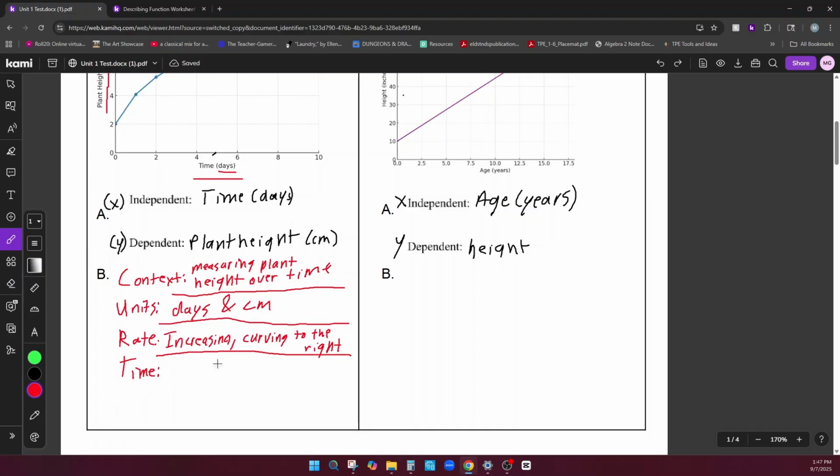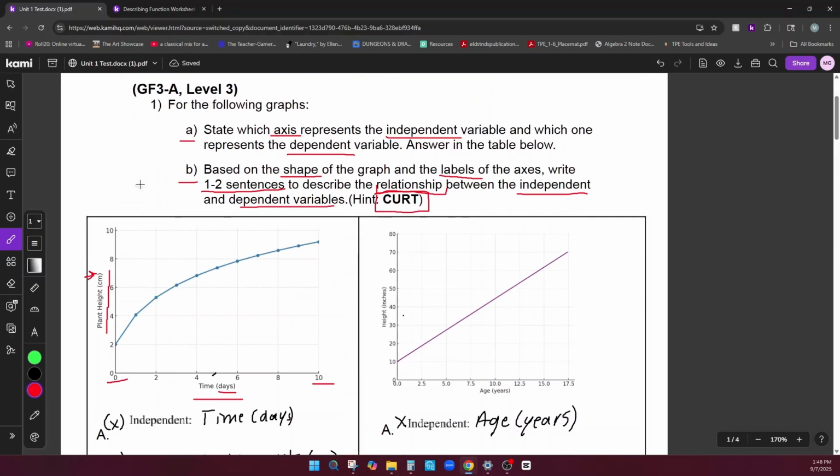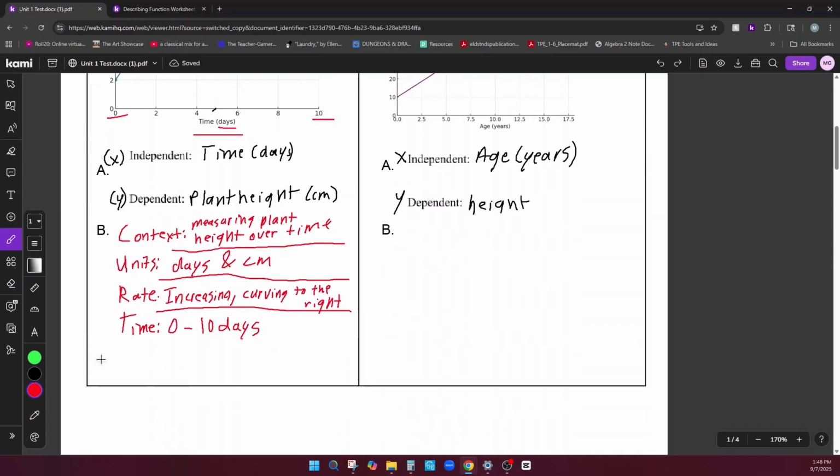What do I mean by time here? It's talking about my values that I'm using. So what values am I measuring over? I'm measuring from 0 days to 10 days. So I'm going to say 0 to 10 days. So this is all the information I'm going to need. However, I'm not done, because the question asked me to write my answer in 1 to 2 sentences. I can take this information and create a description out of it.